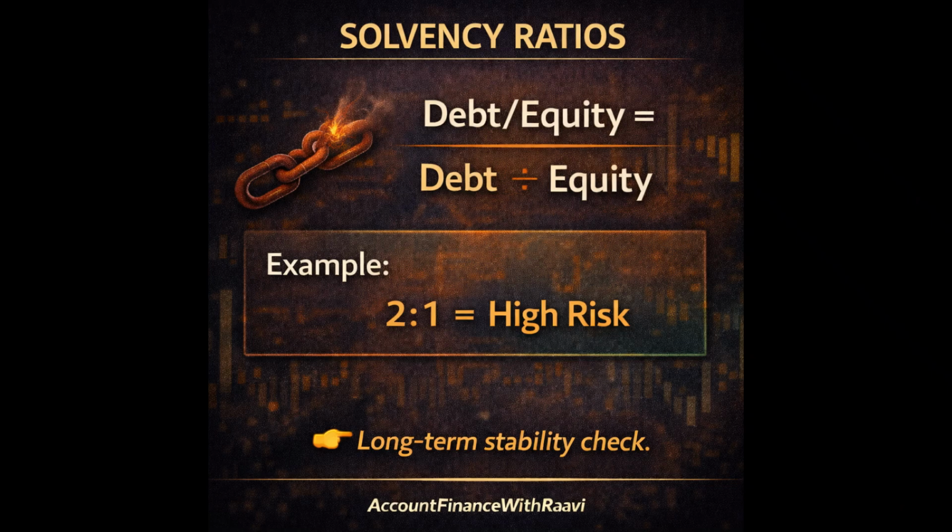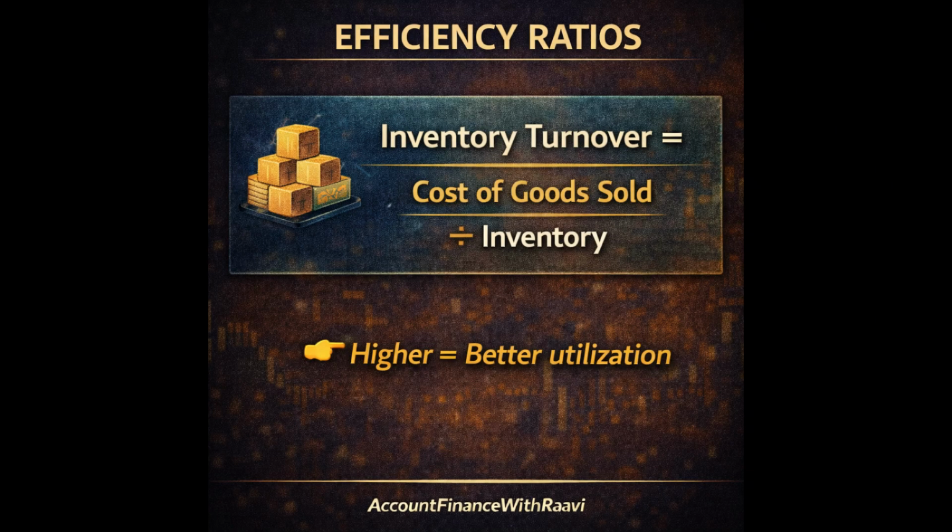Then comes the solvency ratios. They mainly focus on long-term stability, so they are considered an indicator which checks long-term stability. Examples of solvency ratios are the debt equity ratio, and we also consider the interest coverage ratio as one of the most commonly used solvency ratios. If a company's debt equity ratio is 2 to 1, then we can consider it as high risk.